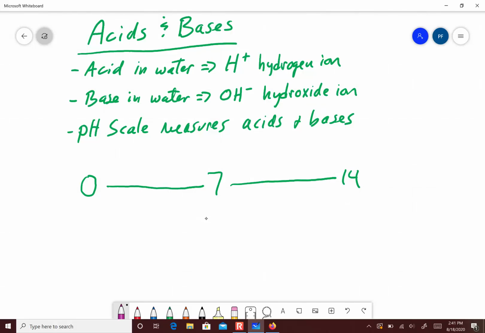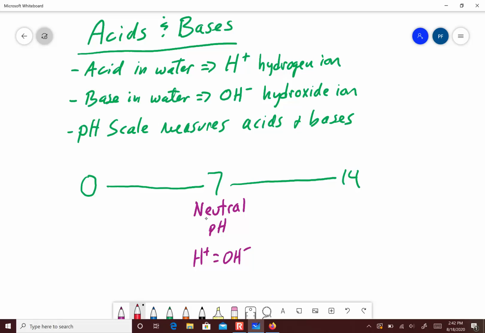Okay, what we have with 7 is what's called a neutral pH. So a pH of exactly 7 is neutral. It's not an acid and it's not a base. So what this means is the amount of H plus equals the amount of OH minus. Okay, those have to be equal for it to not be an acid or a base.